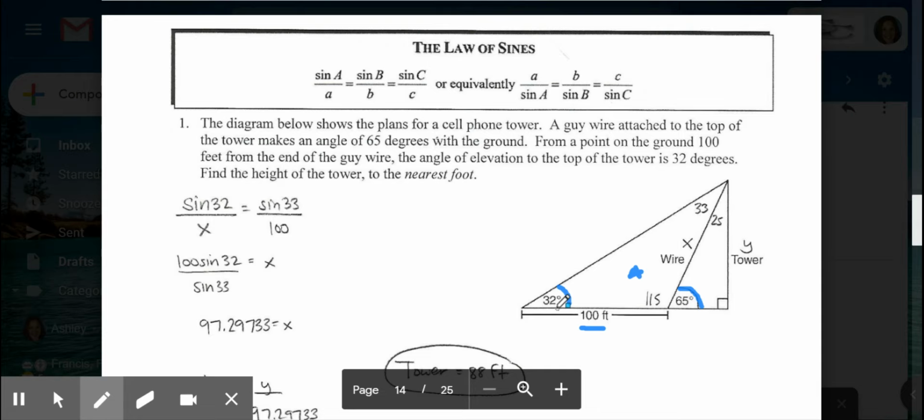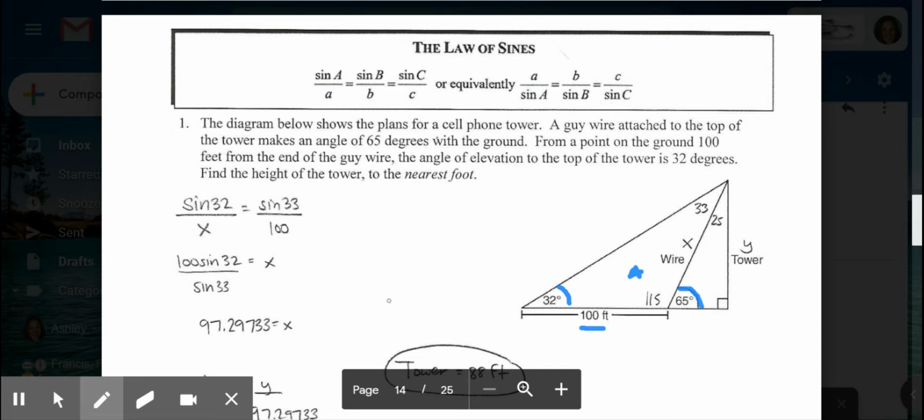So I said sine of 32, and I'm going to compare that to the side across from it. So that's x equals sine of 33, and across from that is 100. Little cross multiplication, or however you want to solve this to get x up top in the numerator. You get 97.29733. Notice I didn't round. Usually I would just leave that on my calculator too.